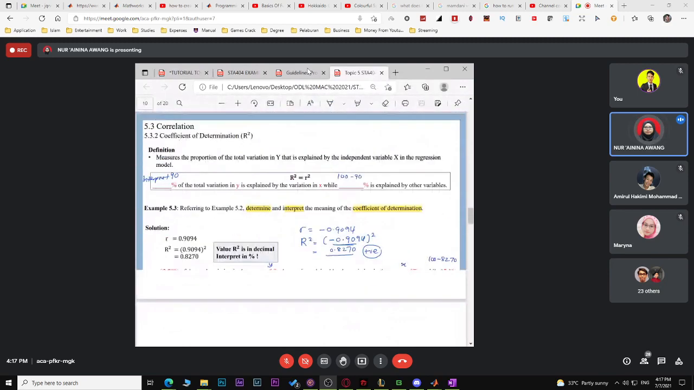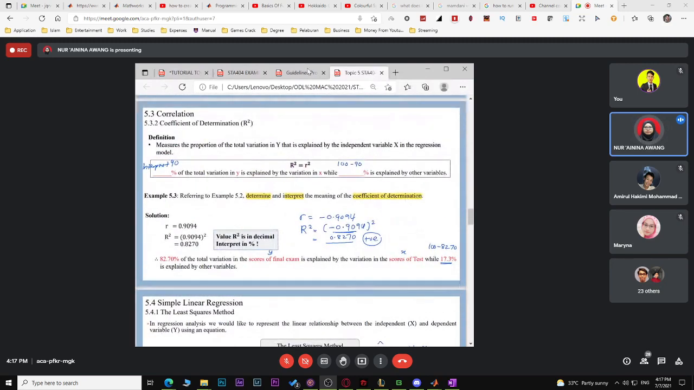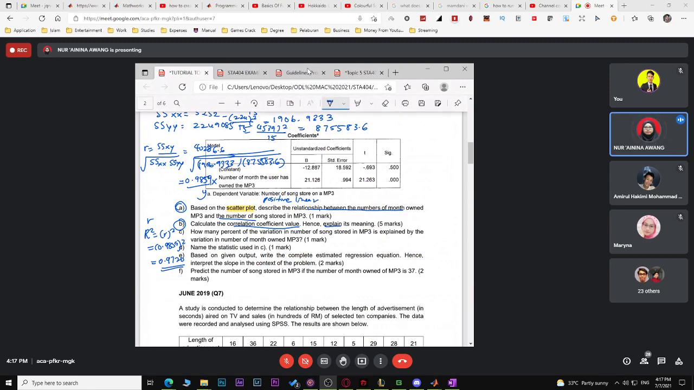Just follow the general interpretation and then just change the value following the question. Okay, so in this case, the value given is 0.9720. So we say that 97.20% of the total variation in Y. So in this case, our Y is the number of songs stored.